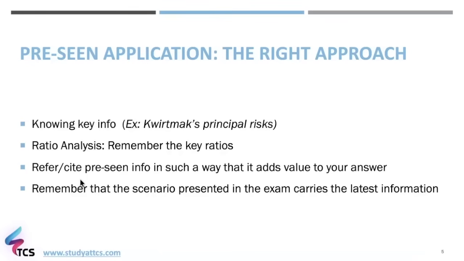Instead, let's assume there's a question to do with funding options. When dealing with funding options, you need to work out or conduct your evaluations based on a gearing ratio. So when conducting your evaluations based on a gearing ratio, you need to rework a post-investment gearing. And when you rework a post-investment gearing, you have to refer to the financial statements of your company. That's how you should deal with pre-seen application.